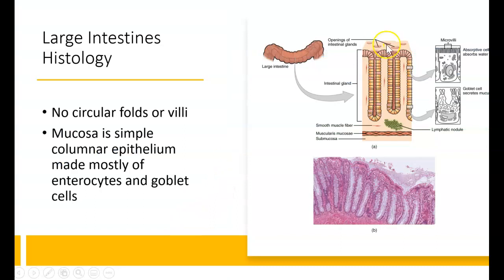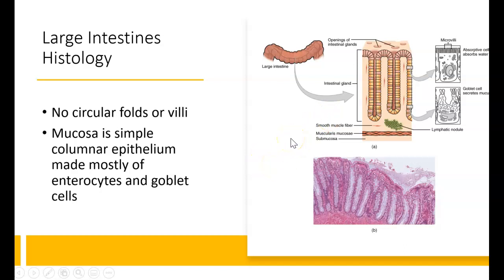Large intestines histology, like I said, there's no circular folds. So here you can see in this picture, there's no villi. The mucosa is simple columnar epithelium. Again, because simple, we still are absorbing things, water and vitamins through there, so we want it to be not layered tissue, simple tissue. And then it's made mostly of enterocytes and goblet cells.